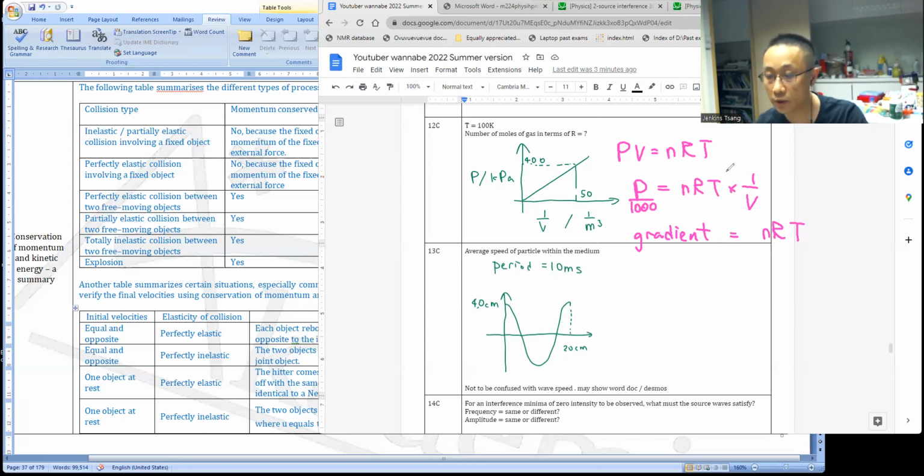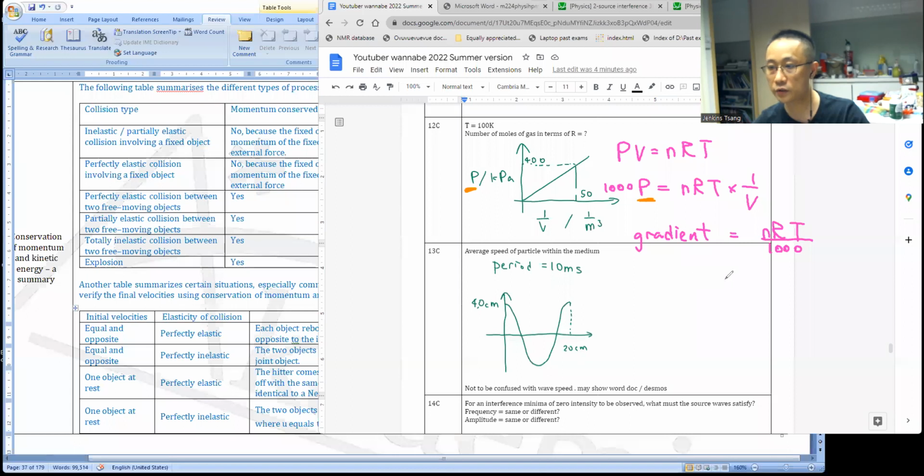Which means that you have to multiply the right side by 1000. No, wait, actually, I take it back. It should be multiplied. You're given kPa, and then you want to convert kPa into Pa. It should be multiply instead of dividing. So my bad. So this P is the P that is plotted on the y-axis for this particular question. So the gradient of this graph equals nRT divided by 1000 instead.